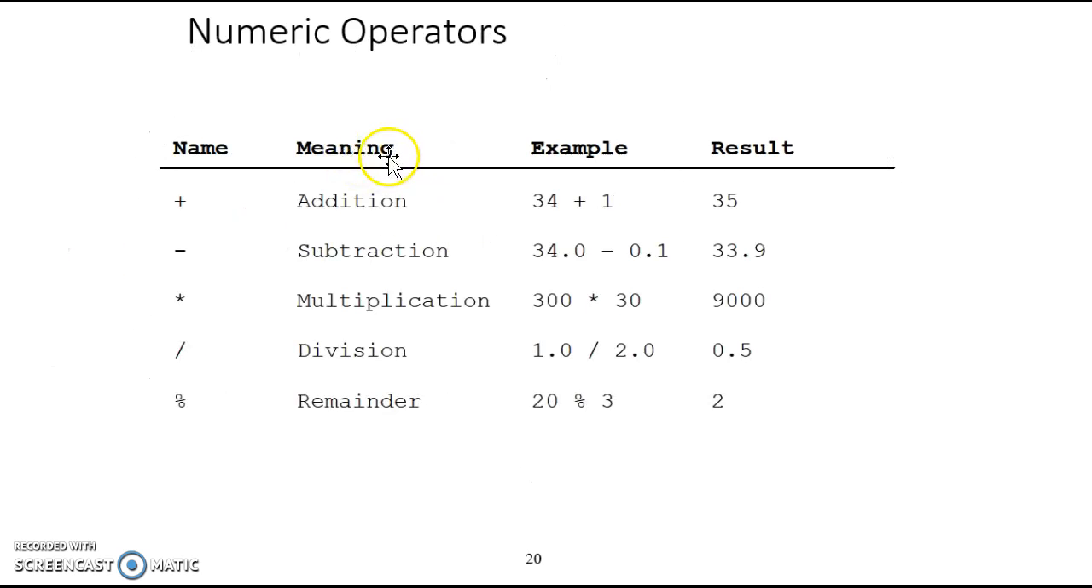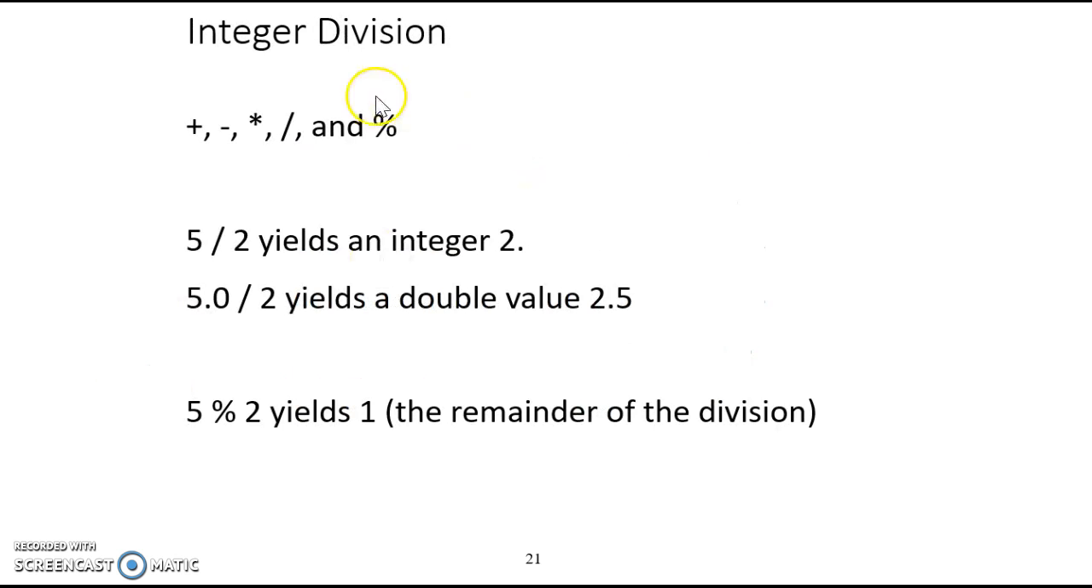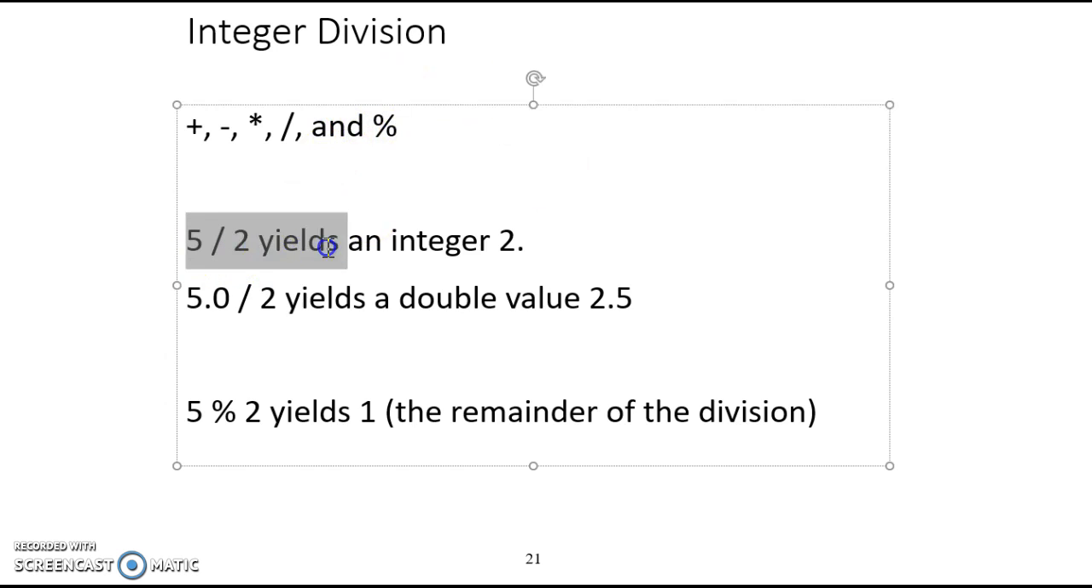For the operator, make sure you understand what remainder means. It's powerful. So this is just some example. Just pay attention to this one, 5 divided by 2. The result will be equal to 2 instead of 2.5, because here it is integer divided by integer. If we use 5.0 divided by 2, we will get a double value, 2.5.